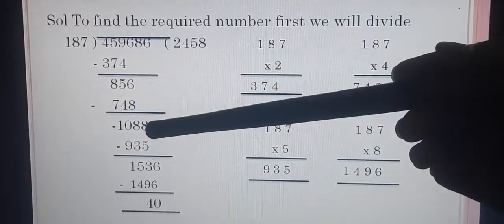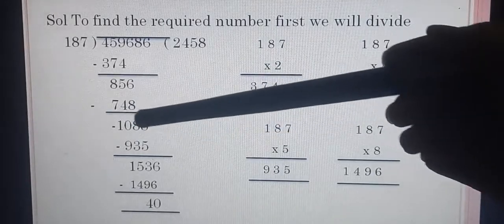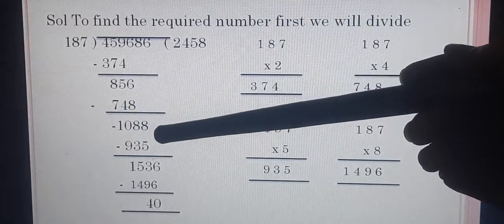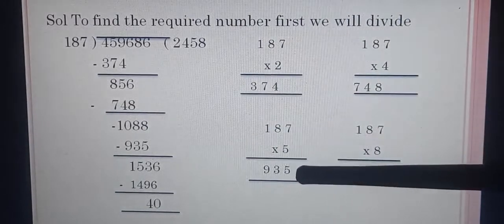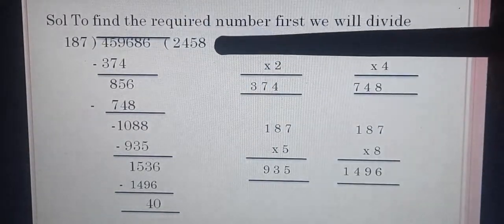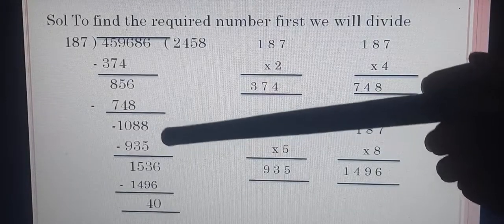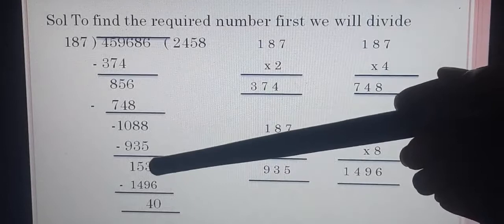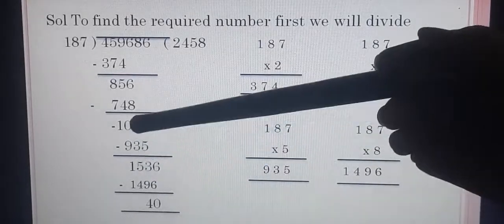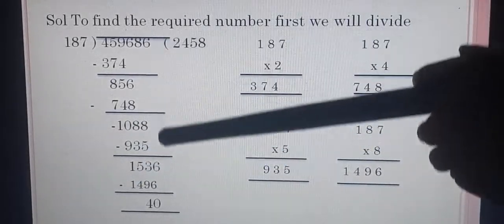Take the next digit 8. Now the dividend has become 1088. 5s are we have done in rough column. 187 5s are 935. So write down 935 here. Now do subtraction. 8 minus 5 3. 8 minus 3 5. 10 minus 9 1. Take the last digit 6.